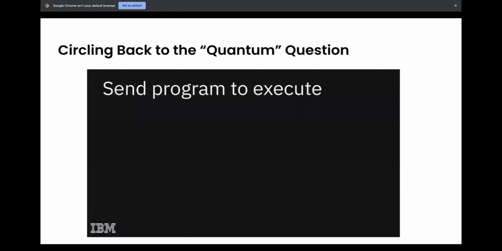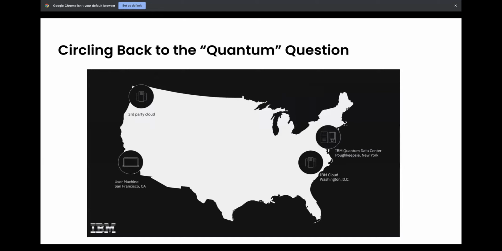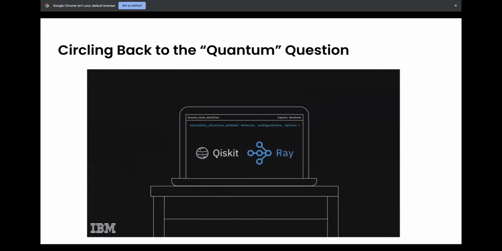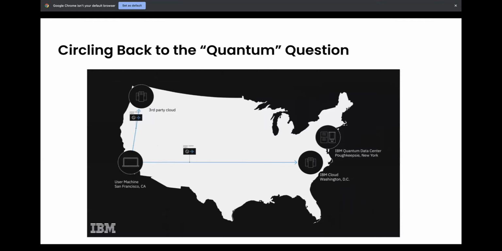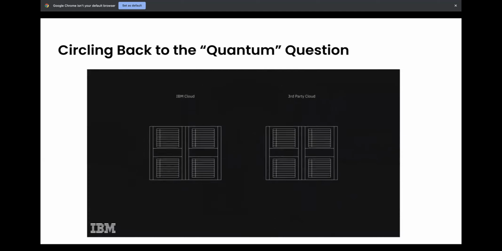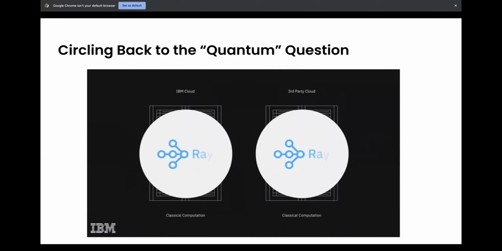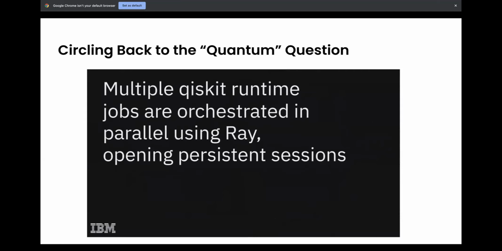Also, I want to come back to one question about quantum computing. This is my favorite animation. We haven't actually customized our algorithm with quantum, but what people can do is just write Python code on your laptop and define which part to run on quantum. And here you go, you send it to the global data centers.